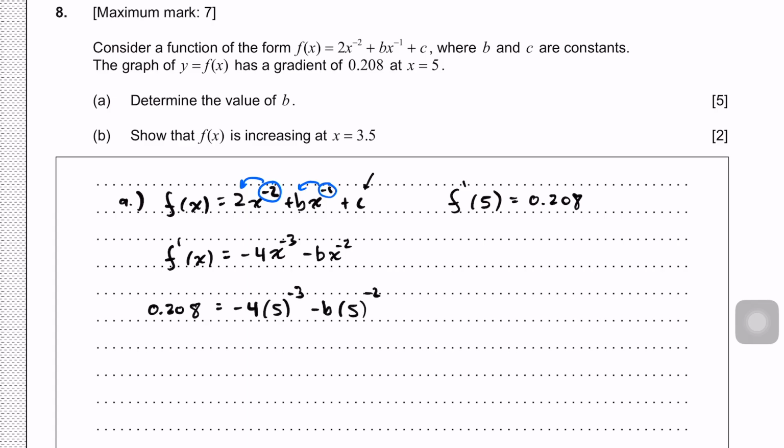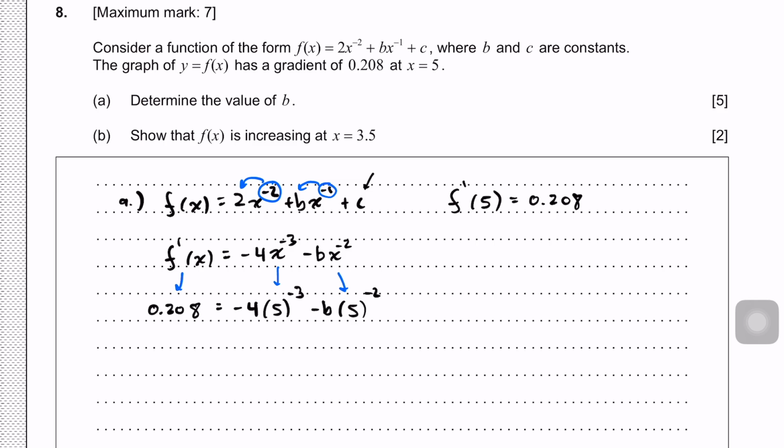So here we go. When x is equal to 5, the derivative is equal to 0.208. And now we've got an equation. We used to have an equation with 3 unknowns. We substituted 2 out of those 3 because we knew them. And now we've just got b to solve for. Let's go back to the calculator and solve this.